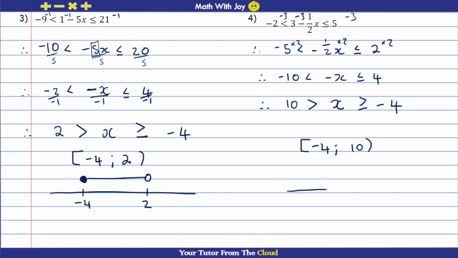And on the number line again, you're going to have a -4 here, +10 somewhere. -4 is included all the way till +10, which is the bigger x value that we know about.